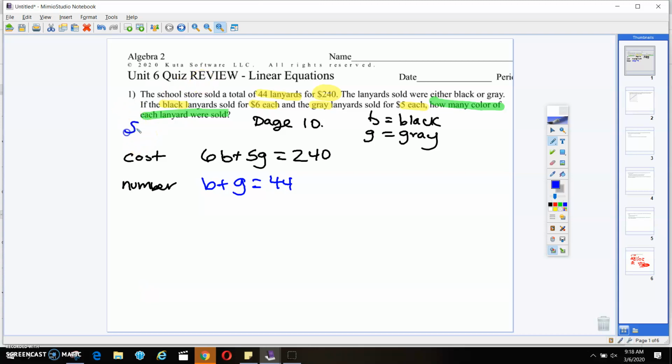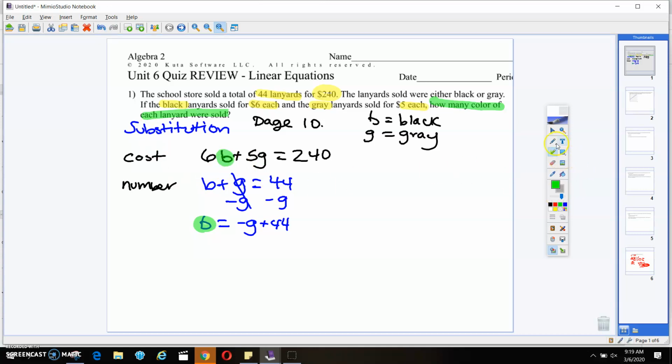Okay, so we're going to use substitution to solve. So I'm going to take this second equation and I'm going to solve for the number of black for this one. Okay, so I'm going to get B by itself over here. So I'm going to subtract G from both sides. And that's going to be B equals negative G plus 44. Okay. Now, you see how this has B equals negative G plus 44? Well, we're going to take that and we're going to plug it into this B right here.